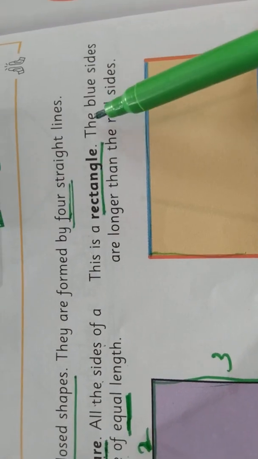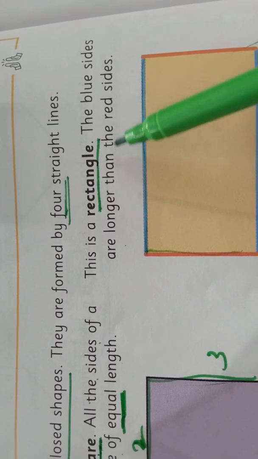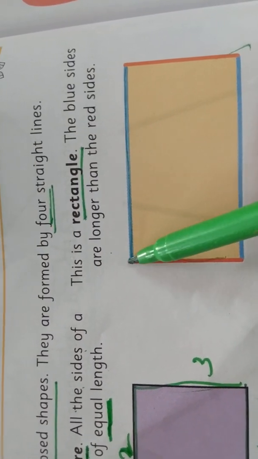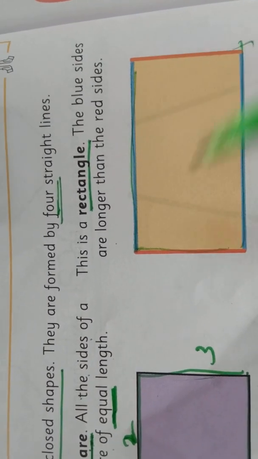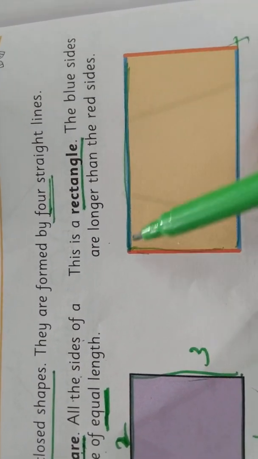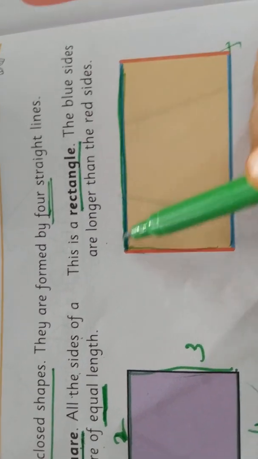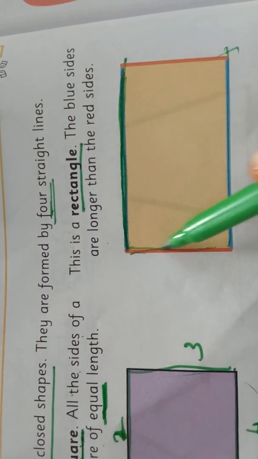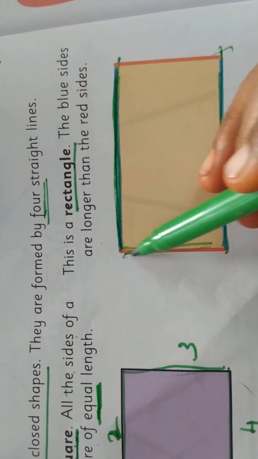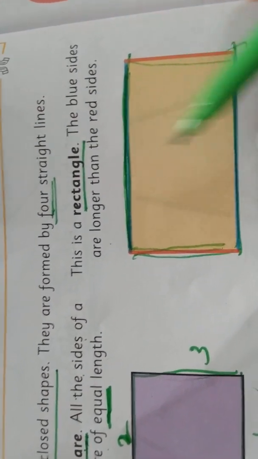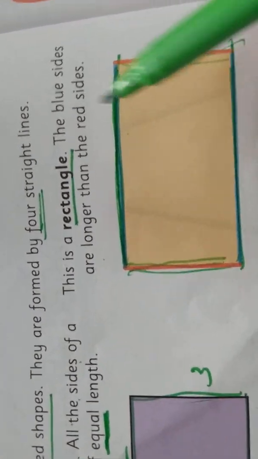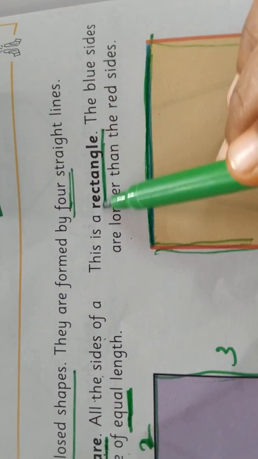Rectangle. The blue sides are longer than the red sides. See here, 2 colors. This is blue color and this is red color. Blue color is longer than red. Blue is longer, red is shorter. The opposite sides are equal. This shape name is called rectangle.